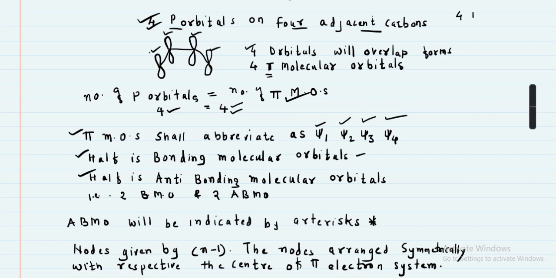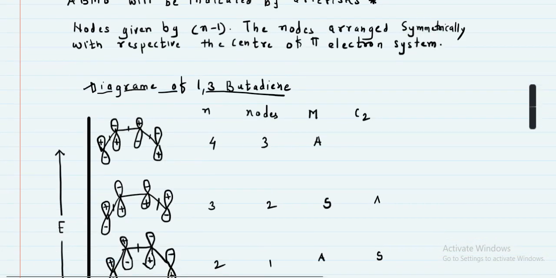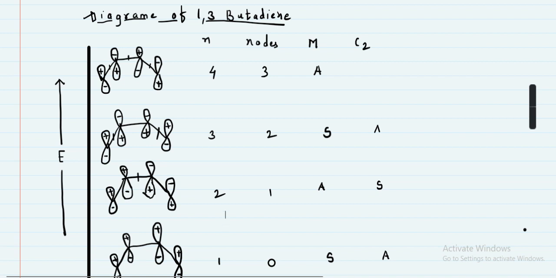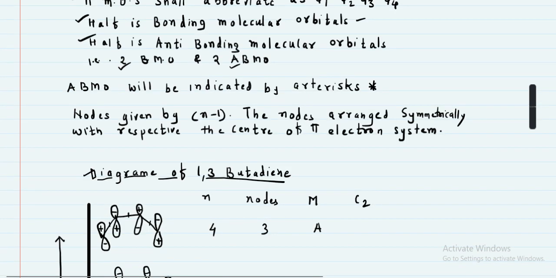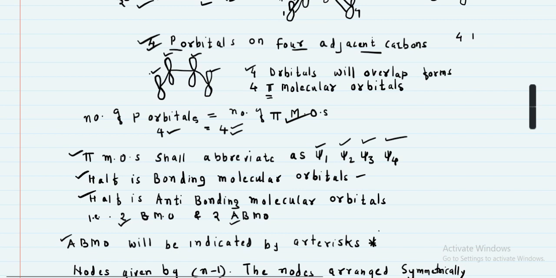These are the 4 p orbitals in cyclobutadiene. Therefore from 4 p orbitals, 4 molecular orbitals are possible. Among these 4 molecular orbitals, 2 should be bonding molecular orbitals and 2 should be anti-bonding molecular orbitals. An anti-bonding molecular orbital is indicated by an asterisk, a star, that is the anti-bonding molecular orbital.